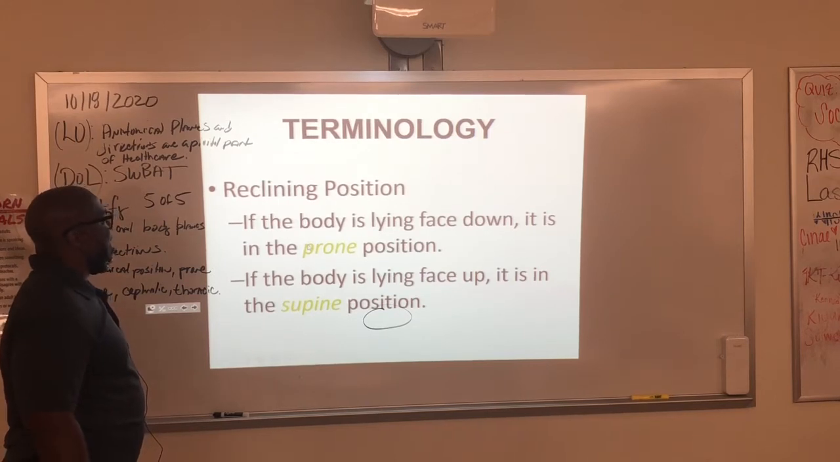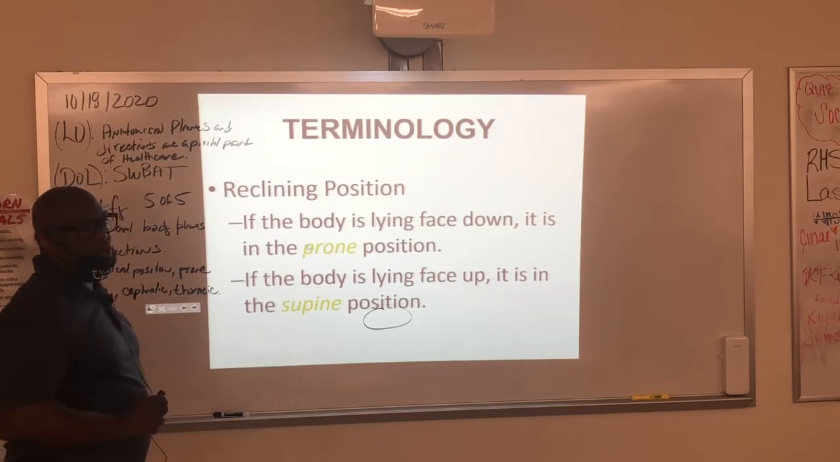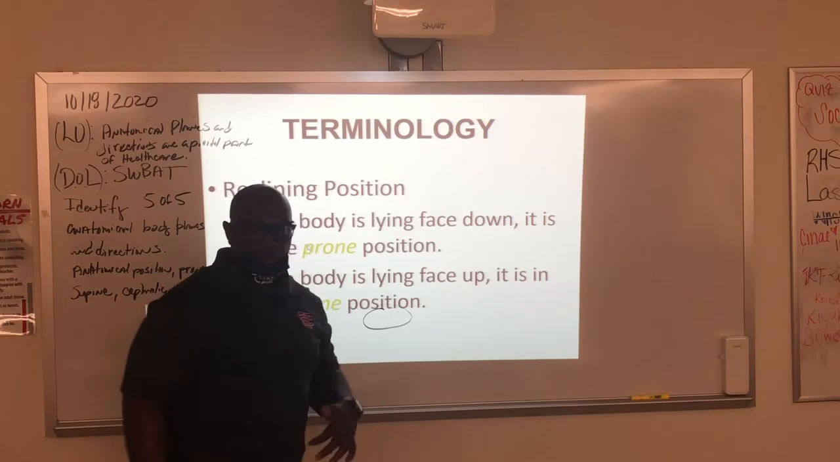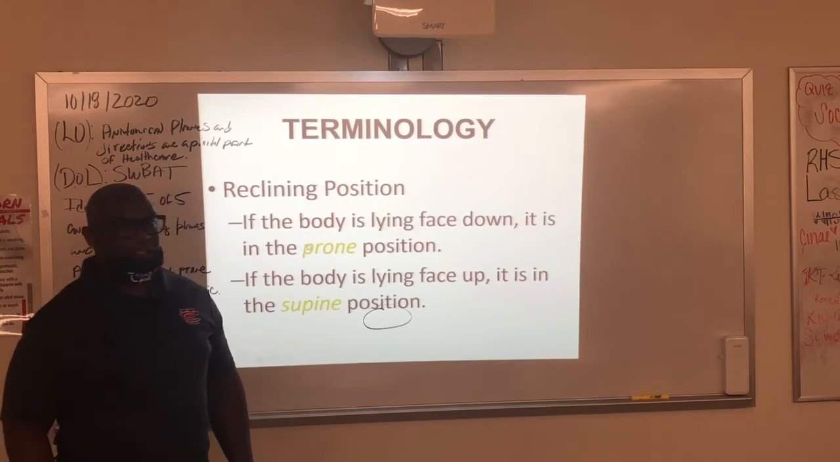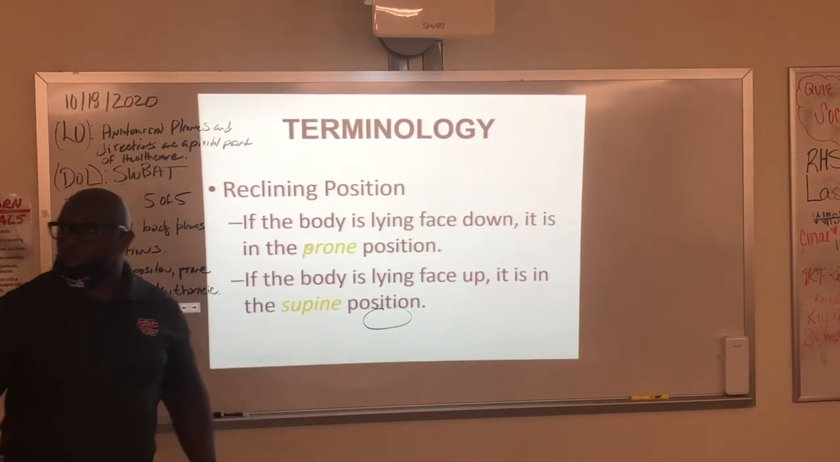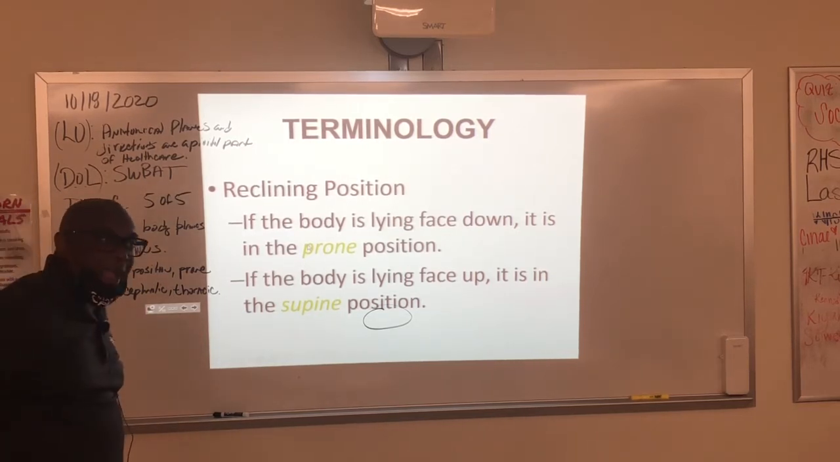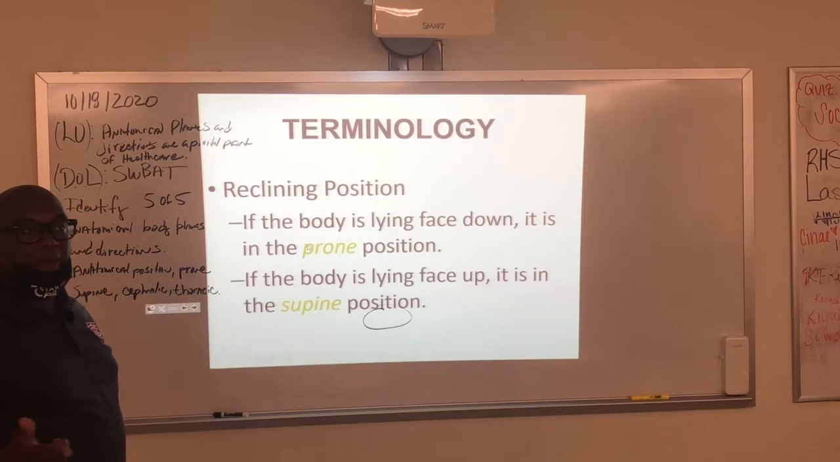Reclining position. If the body is lying face down, it is in the prone position. You need to remember that. If the body is lying face up, it is in the supine position. For example, if somebody had just come out of a back surgery, most of the time they are going to be in a prone position, lying face down. Supine means being on your back. You can remember that as supine: you have a spine back here, so if you're lying on your spine, that will be supine.